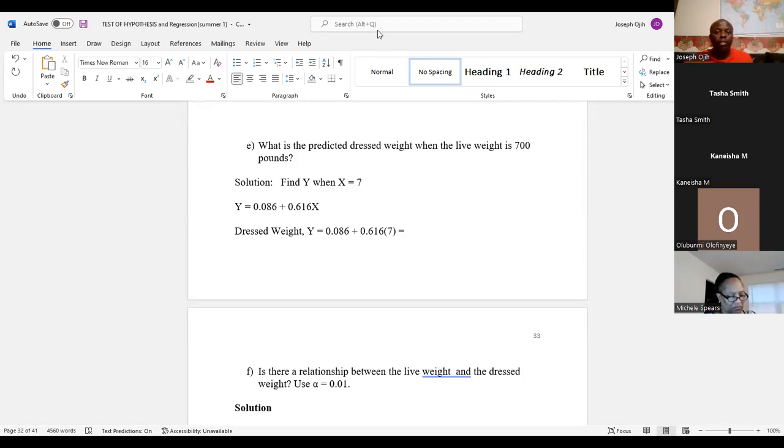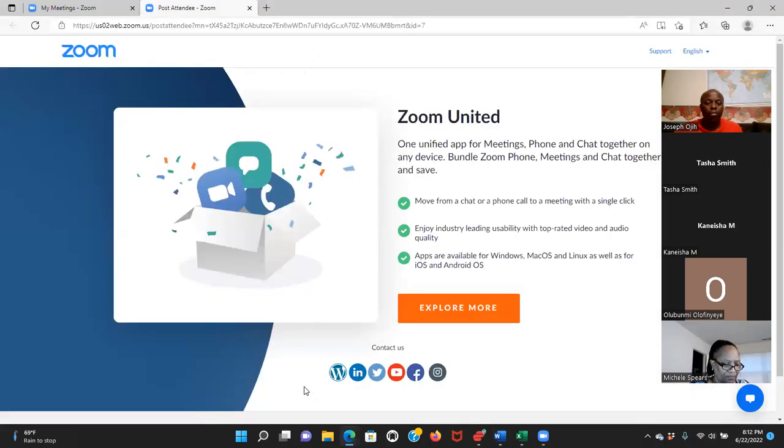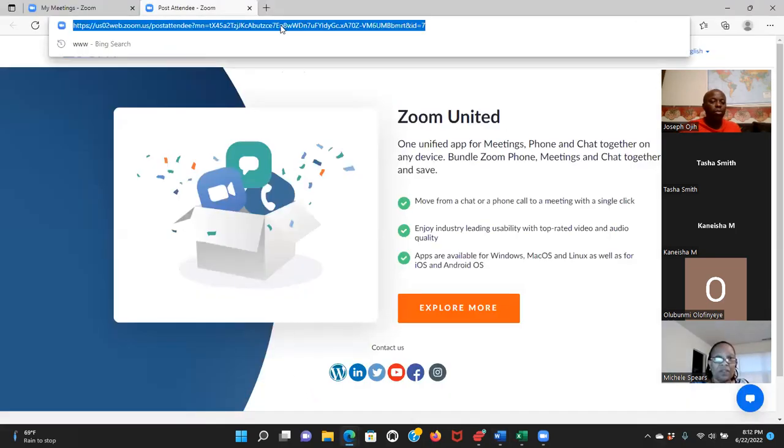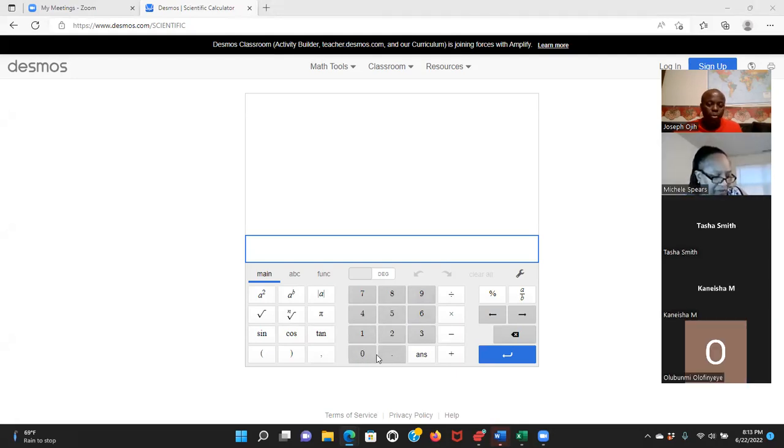I hope I have my Desmos calculator. I think I closed it by mistake. Where is it? Okay, maybe I'll open another website so we can use this. Yes, we can use Desmos. You can see my calculator, right? Can you see the calculator? Hello? Yes. Okay, good.